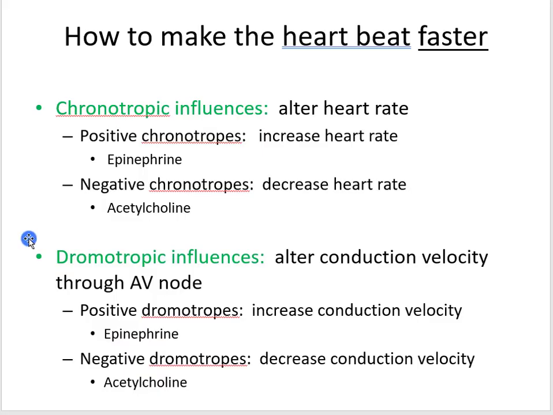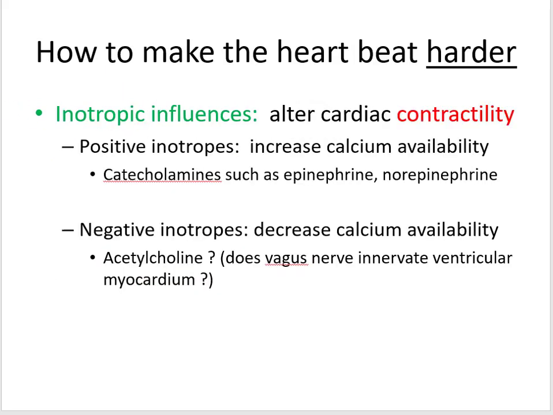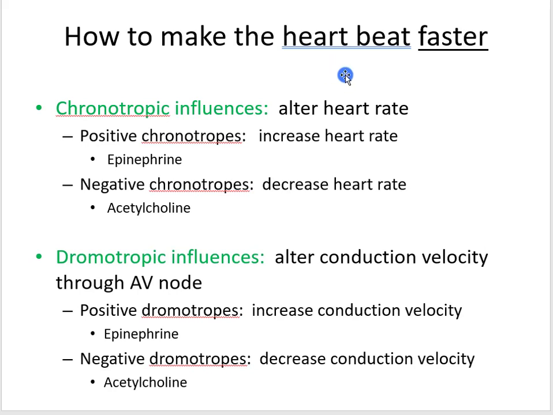Now, the last slide I want to show you is this one, how to make the heart beat faster. Here we were looking at inotropic influences that make the heart beat harder or less hard. Here, what are the things that can make the heart beat faster or slower? I guess you can also put slower up here in the title. And these are chronotropic influences that alter heart rate. Well, what are the positive chronotropes? They increase heart rate, and these are things like epinephrine again, and negative chronotropes decrease heart rate through acetylcholine.